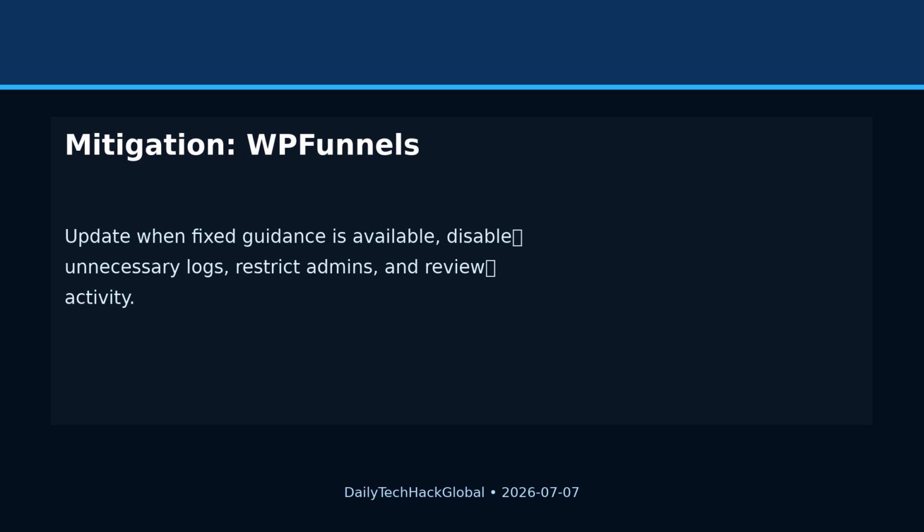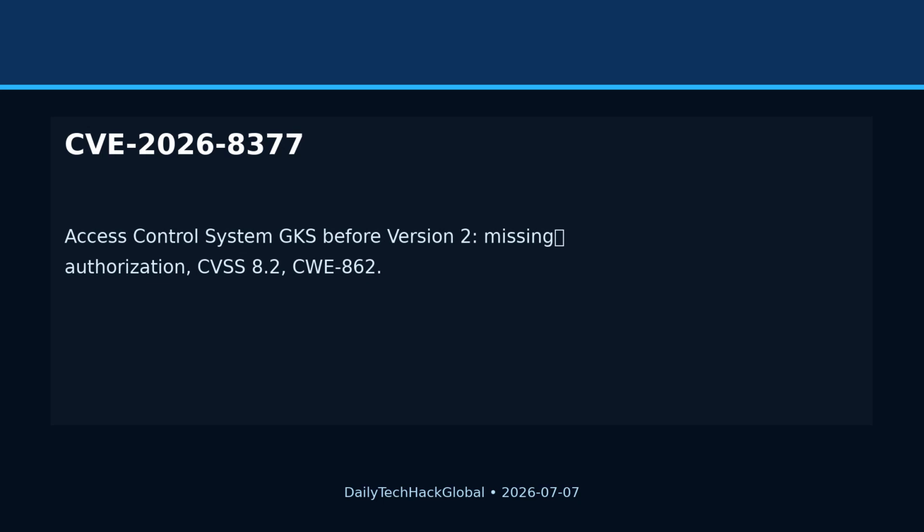Second, CVE-2026-8377 is a high-severity missing authorization flaw in Armiya Information Technologies Access Control System, also called GKS, before version 2. It carries CVSS 8.2 and CWE-862. The risk is unauthorized collection of data from common resource locations. The defensive move is straightforward: confirm whether GKS is present, verify the version, and move to version 2 or follow the official advisory.